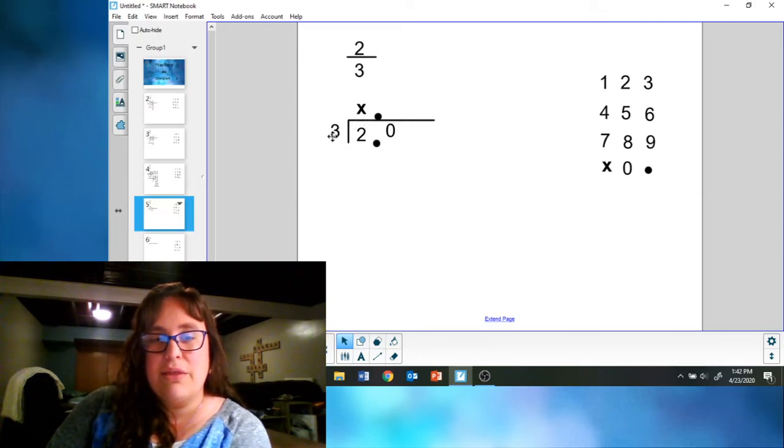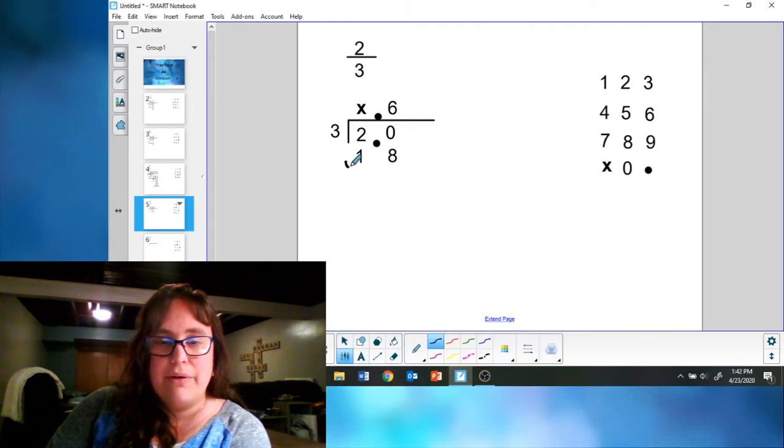And now I'm looking at 3. How many times does it go into 20 without going over? So I followed my 3 across on the multiplication chart, and I got 6. Multiply. 6 times 3 is 18. And I subtracted. I actually gave you guys a really tricky one to try on your own. So I hope you made it this far before you got stuck.